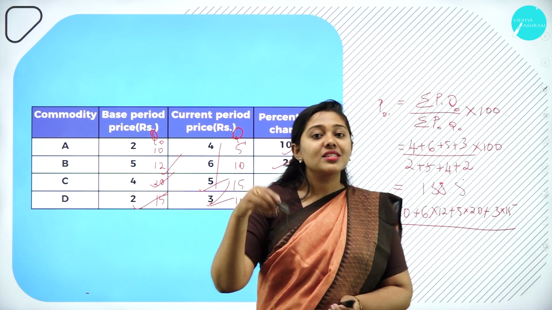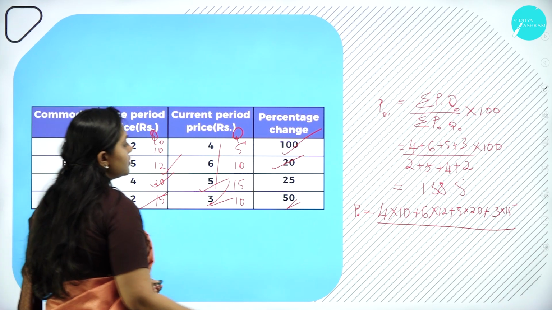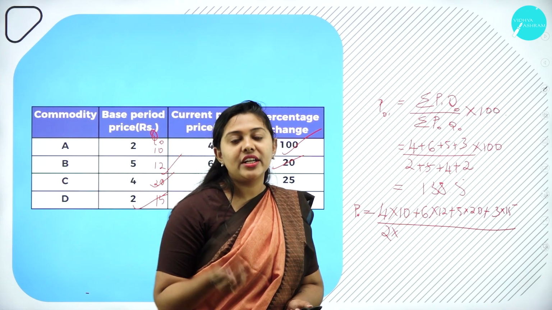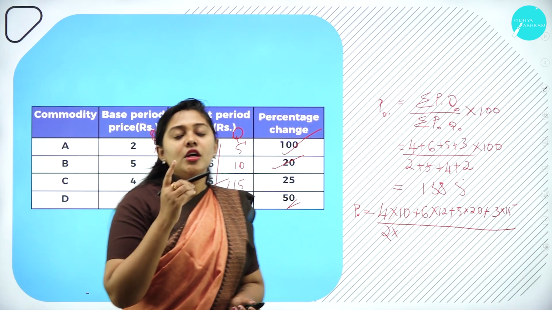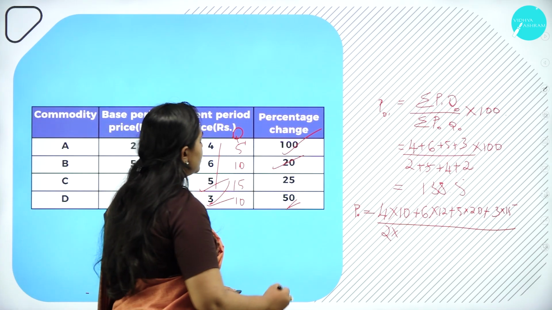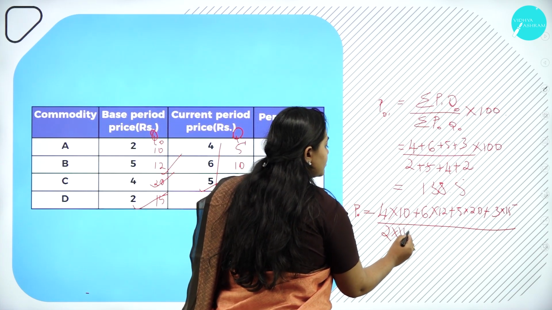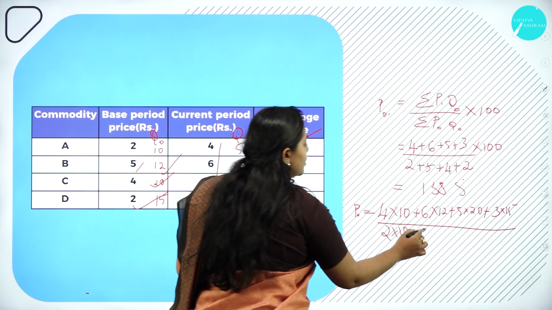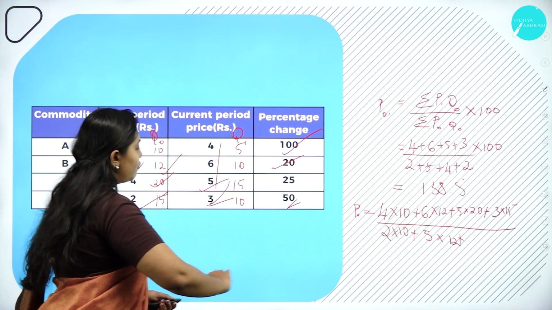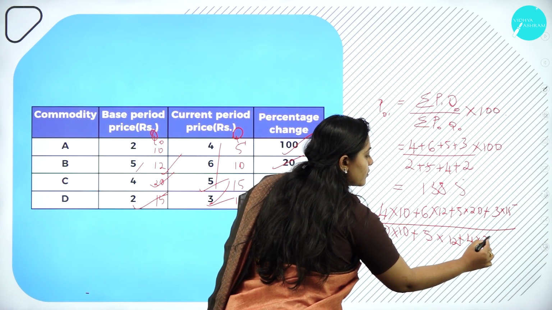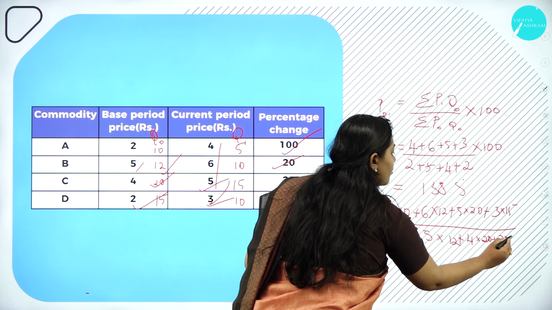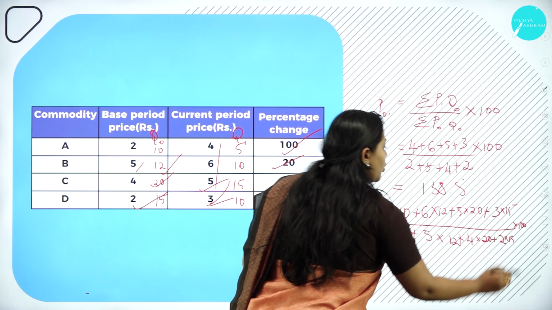divided by, now what is the base period price? The base period price is 2. As per the formula, we are taking up the base period quantity, so we are considering the base period itself. So the base period is 2 into 10, plus 5 into 12, plus 4 into 20, plus 2 into 15, into 100. So as per your formula.